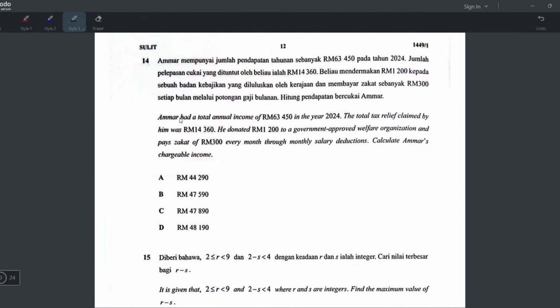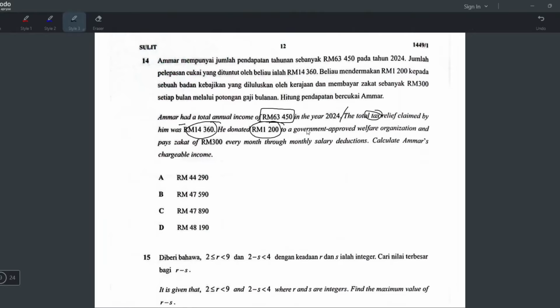14. Amar had a total annual income of 63450 in the year 2024. So annual means 1 year. This is already 1 year of income. Total tax relief claimed by him was this. Okay, this is definitely the tax chapter, because you see the word tax already, right? From chapter 4. And later you must subtract this, because it is tax relief. When you find tax, you will usually subtract tax exemption and tax relief, right?